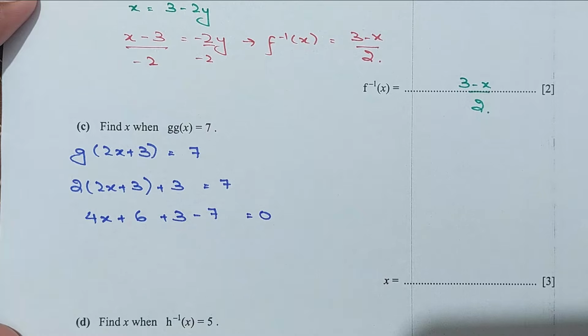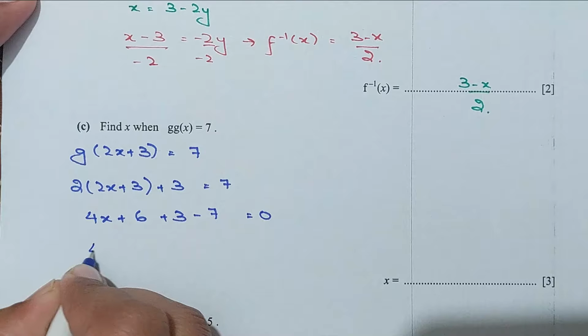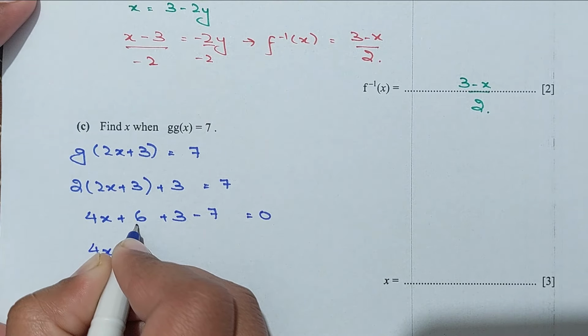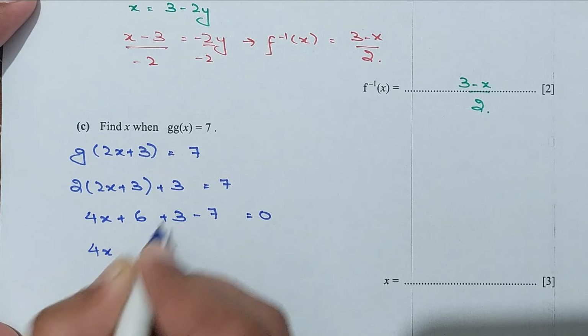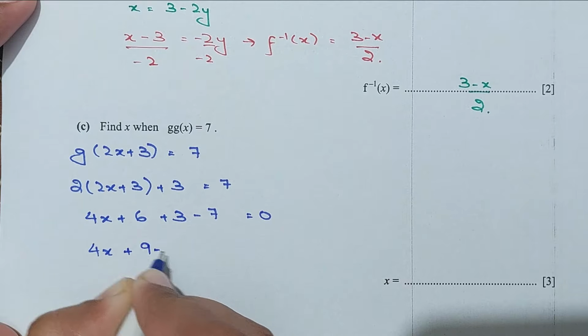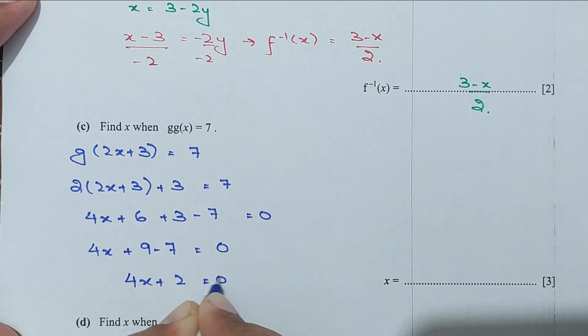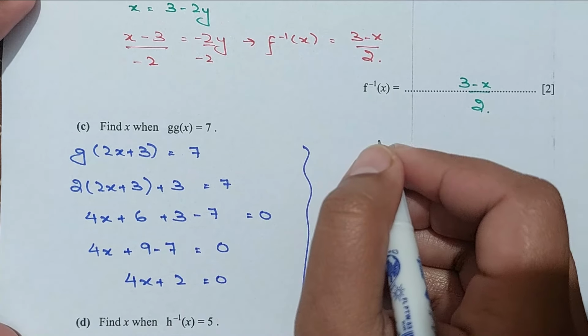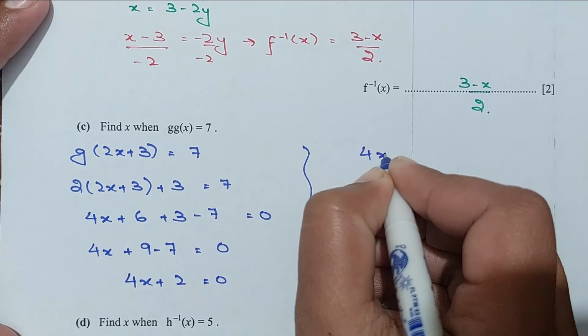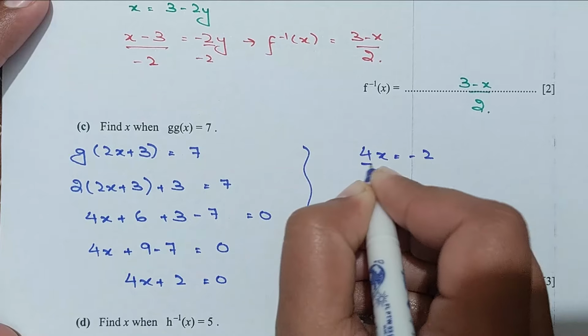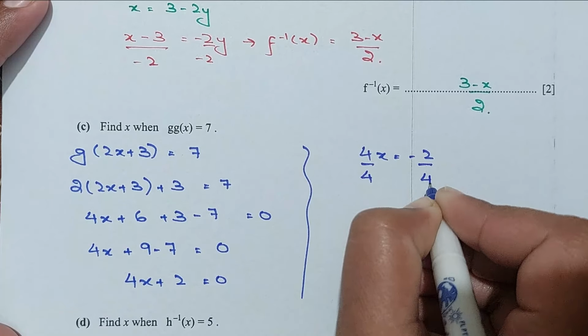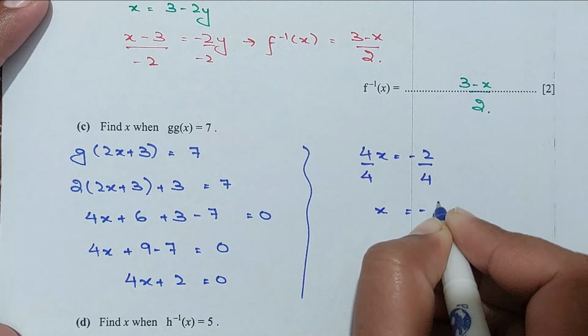This would be equal to 0, right? So we have 4x, and this is 3, 6, 7, 8, 9. So from 9 take away 7, which is 2. So 4x plus 2 would be equal to 0. And from here we have to solve for x. We have 4x equal to negative 2. Dividing both sides by 4 to solve for x. x would be equal to negative 1 by 2.